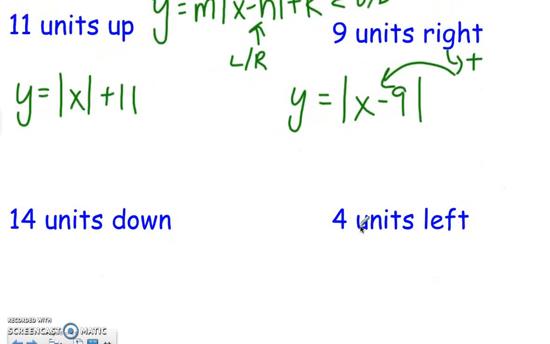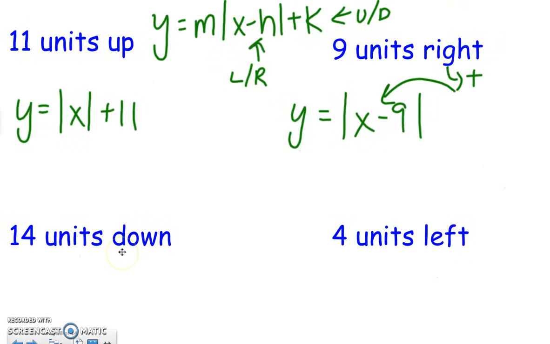All right, let's look down here. I have 14 units down. I know if it's going up or down, it's on the outside, so I'm just going to have absolute value of x by itself on the inside. If it's going down, I do know that's a subtraction, and they're going down 14 units.